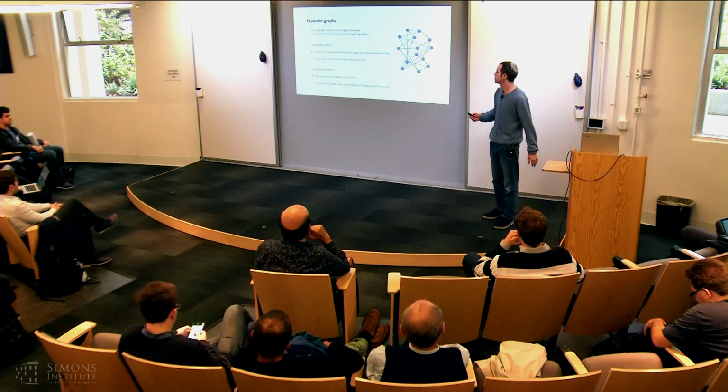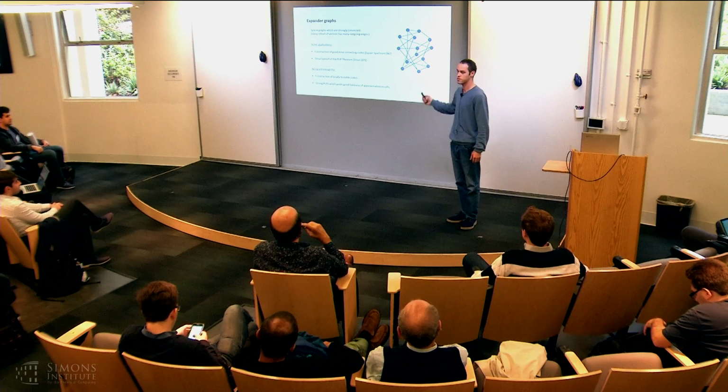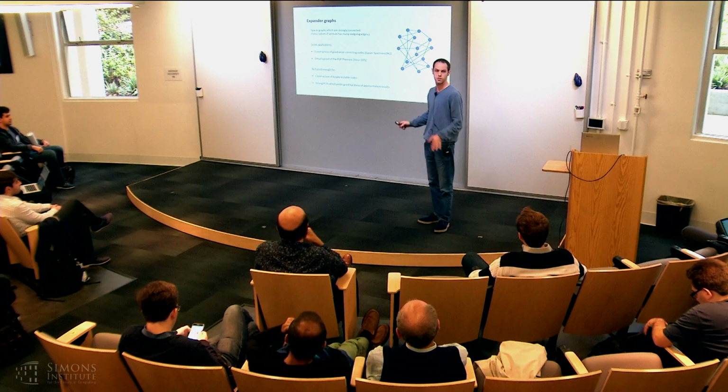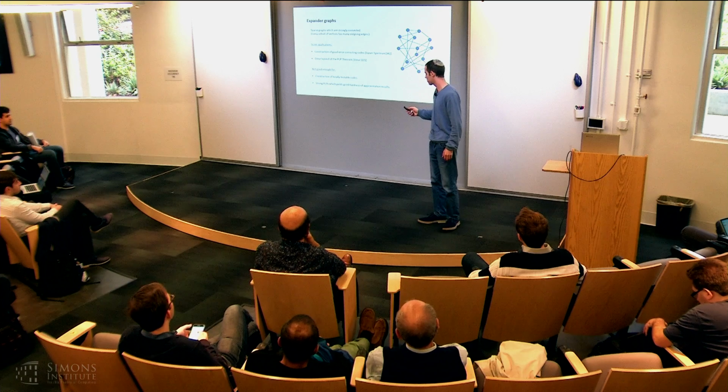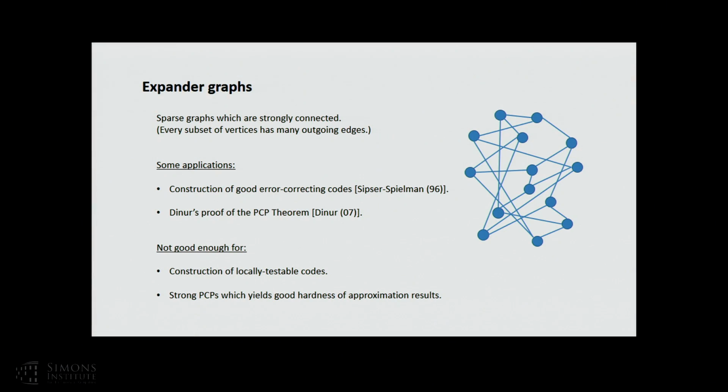So let's start with expander graphs. Very loosely speaking, expander graphs are sparse graphs which are strongly connected. As you can see in this picture, for example, every vertex in this graph has only 3 edges, so it's very sparse. But every subset of vertices has many outgoing edges, so it's very strongly connected.